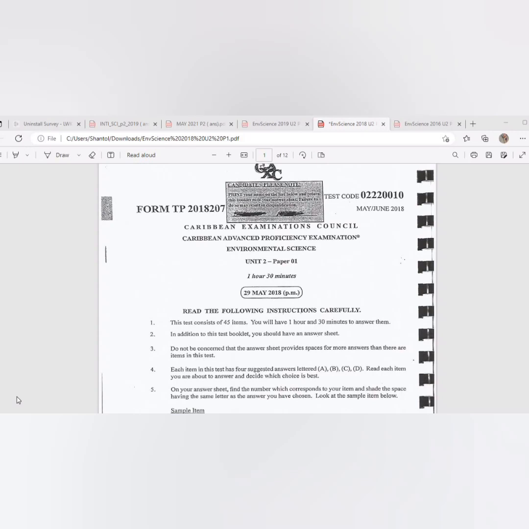Today we'll be looking at the CAPE Environmental Science Unit 2 Paper 1, May-June 2018. Remember, this paper consists of 45 multiple choice questions: 15 questions from Module 1, Agriculture and the Environment, 15 questions from Module 2, Energy and the Environment, and 15 questions from Module 3, Pollution and the Environment. So let's get straight into this paper.